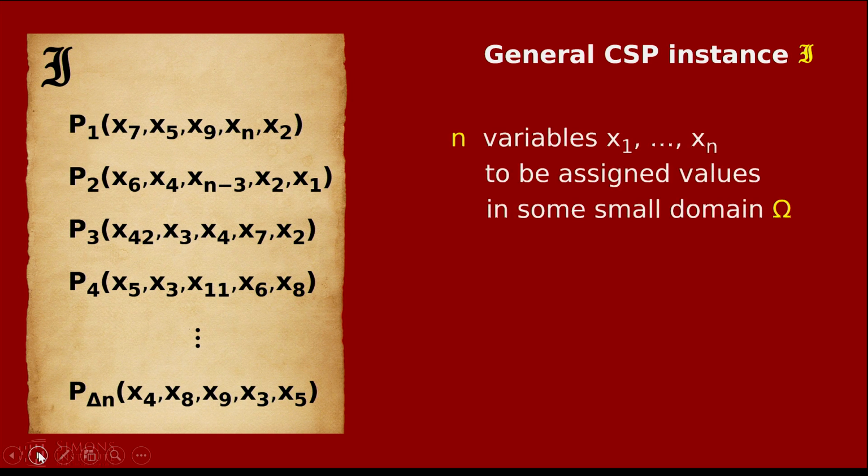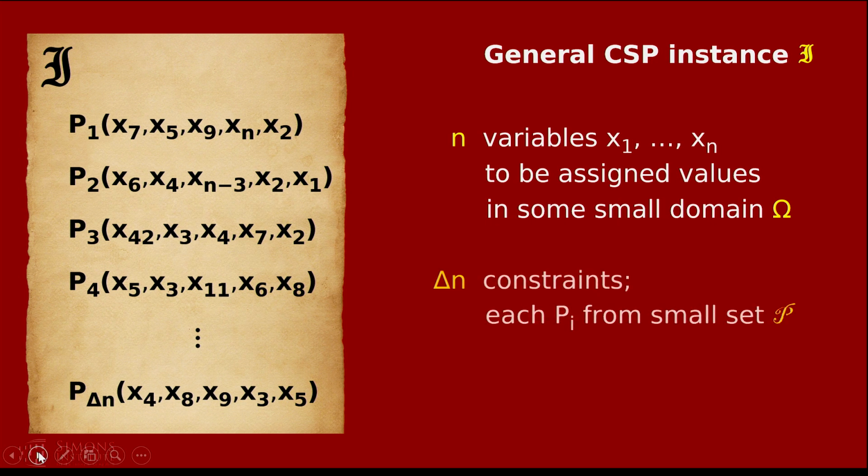Sort of similar. So in a general CSP, you have n variables, x1 through xn, and they're supposed to be assigned values in some small domain. So in Threeset, it was 0 and 1, but maybe it could be 0, 1, and 2 or something. And I'm still going to have delta times n constraints. But each constraint is some predicate applied to a small number of variables, okay? And they don't have to have the same arity, but they may as well without loss of generality. Here, all the predicates have arity 5.